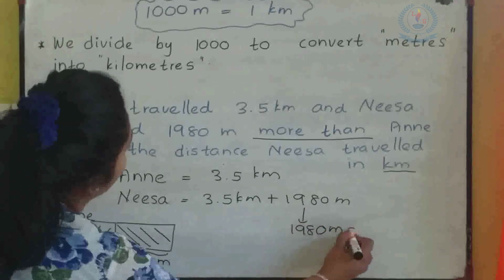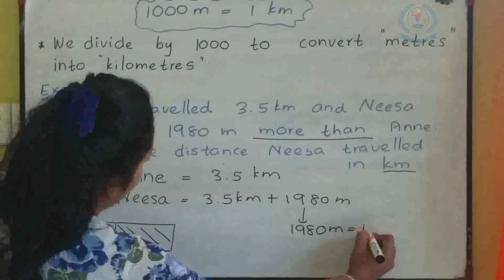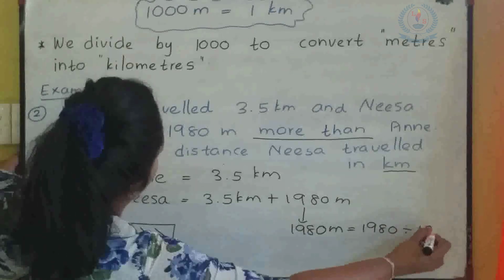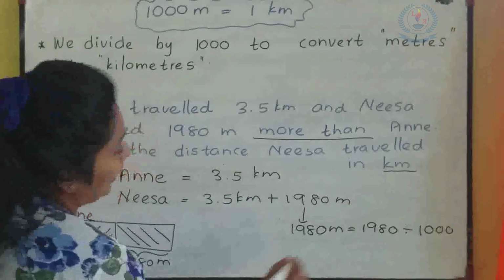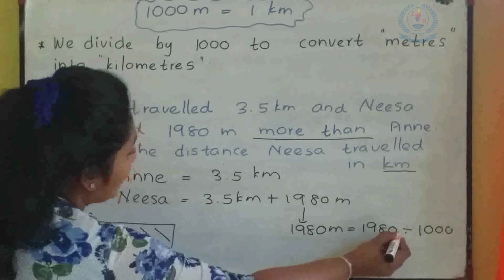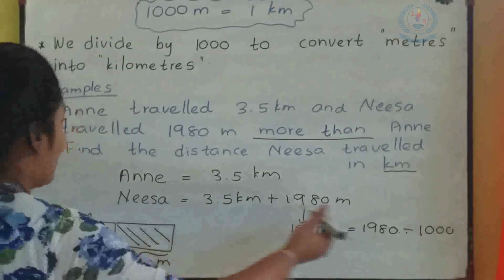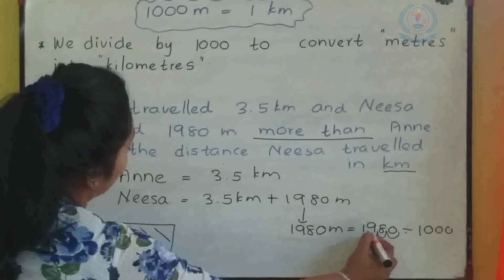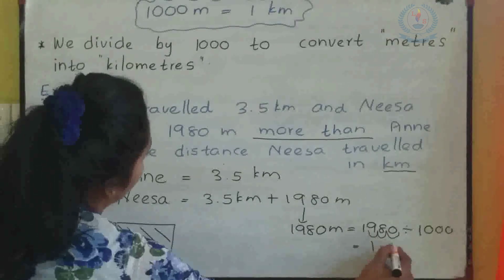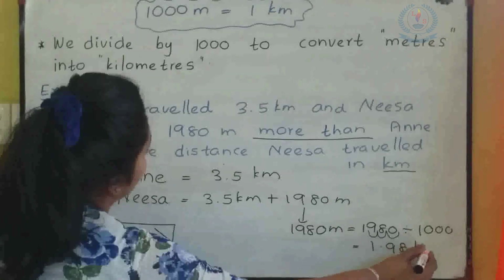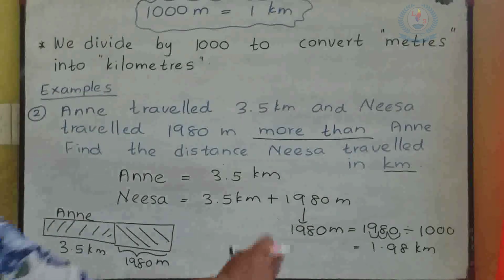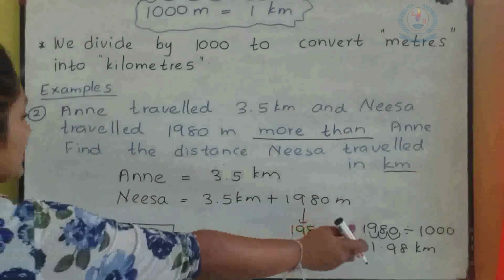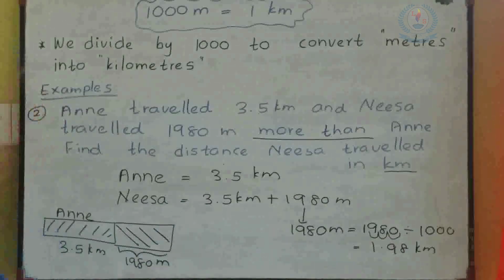1980 meters. How to convert? We need to convert meters to kilometers. We need to divide the value by 1000. Now the decimal place is here. Take that decimal place to this side, that means to the left-hand side by 3 digits. 1, 2, 3. Then 1.98 kilometers. When we convert 1980 meters into kilometers, the answer is 1.98 kilometers.